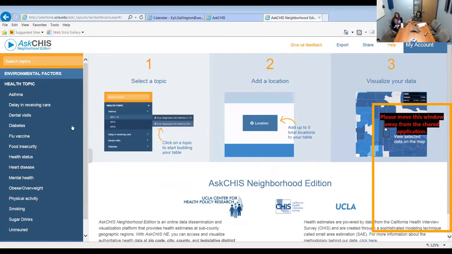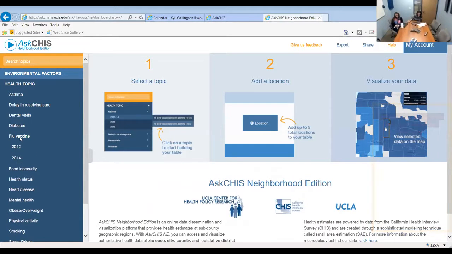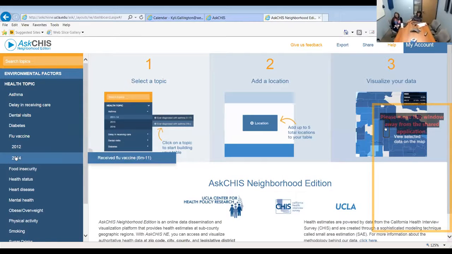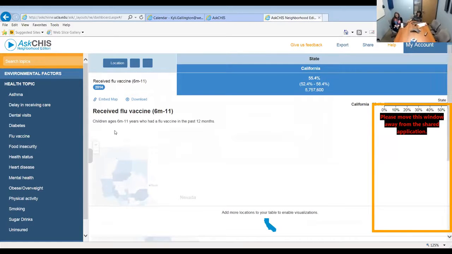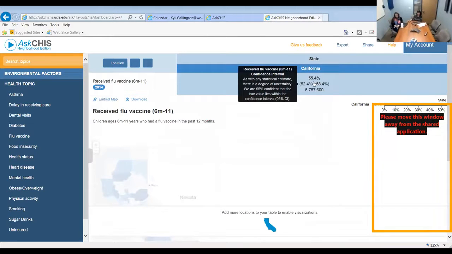And when you go to the CHIS website, it will give you two options. So this is sort of a separate browser window, but it's just a visualization platform. So because all these people around me are coming home sick, I want to look at the flu vaccine. So I've selected my topic, received the flu vaccine. So children ages 6 months to 11 years who've had a flu vaccine in the past month. It's giving me this result for California, and it's saying 55% with a confidence interval of children within this age range have received a flu vaccine.